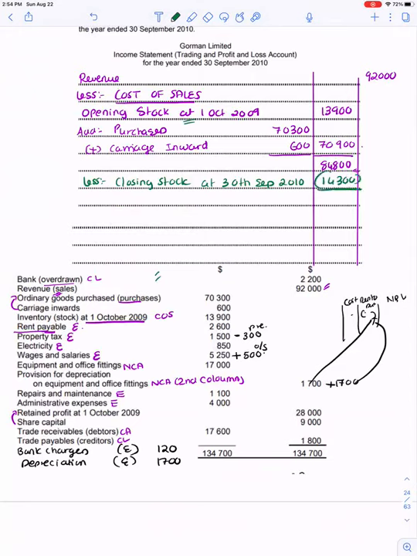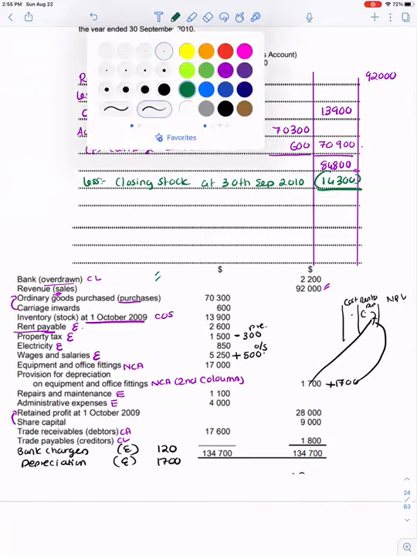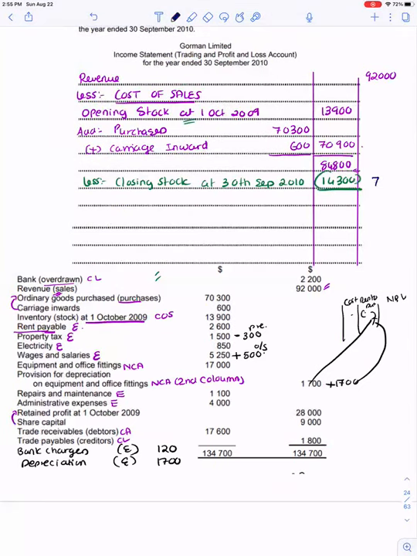This figure, opening inventory and purchases minus closing inventory, would give me cost of sales. And remember, the cost of sales is the figure that will come in the outer column. 84,800 minus 14,300 gives me cost of sales. Cost of sales is 70,500.